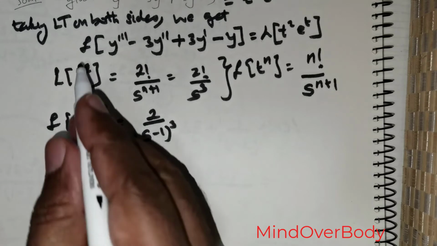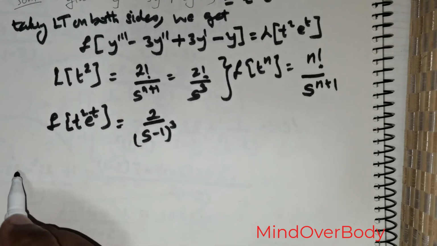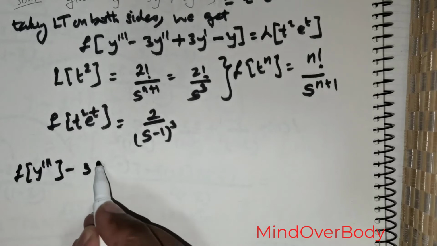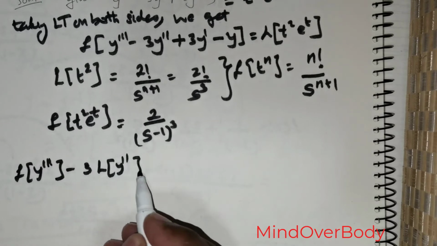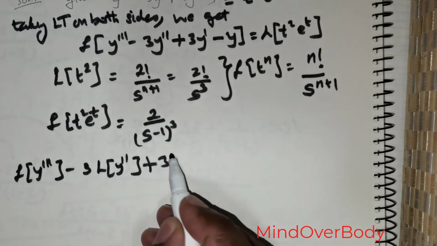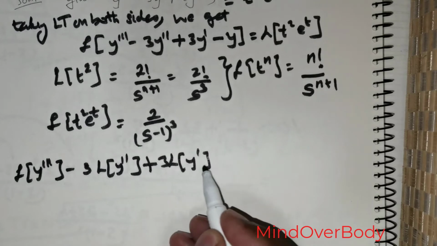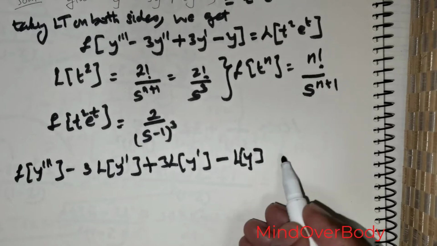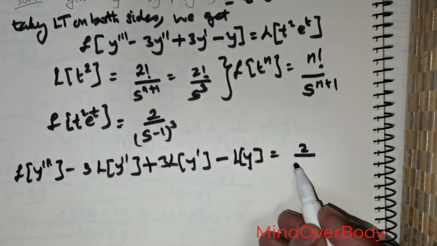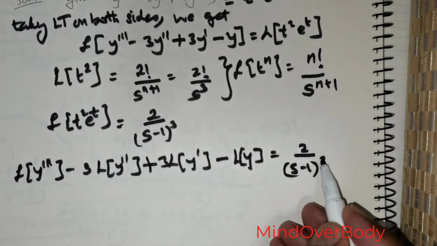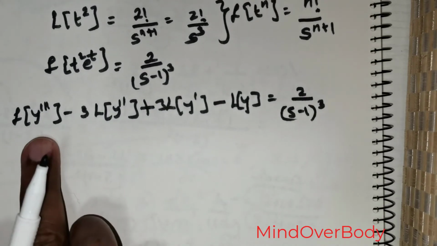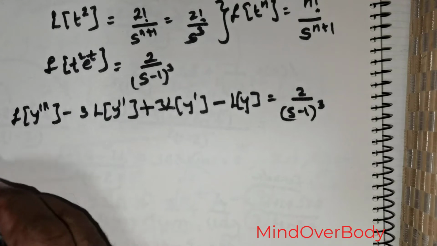Now the left hand side, by linear property, I am going to write it as L of y triple dash minus 3 times L of y double dash plus 3 times L of y dash minus L of y. Of course on the right side it's 2 over (s minus 1) raised to the power of 3. Now I would like to use the formula for this. So what is the formula?